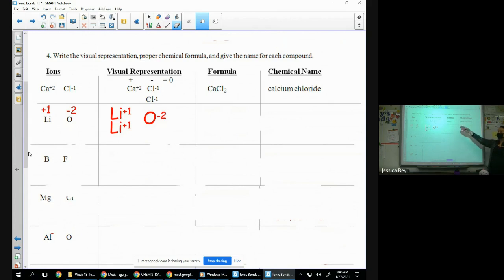So now when you go to write your formula, it should be very simple. I need Li, how many of them? Li2, and then how many oxygens? 1. Okay. Li2O. What would be the name of this? We just write what we see and put an IDE on the second one. This is lithium oxide. You got it. Okay. There's one hard one at the bottom. We're going to see if you can get to it. I'll do one more with you, make you do one by yourself, and then we'll see if you can do the hard one.